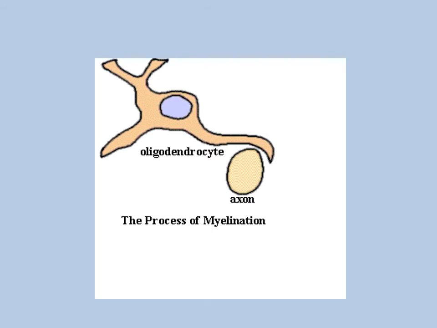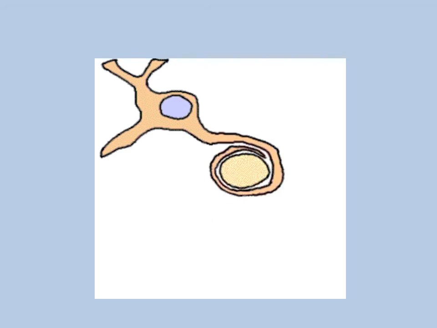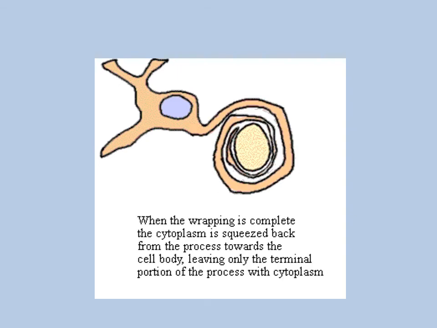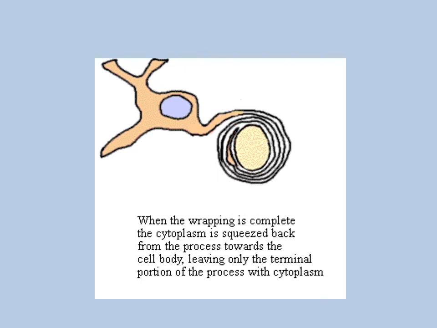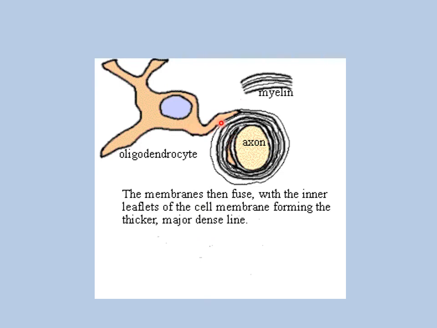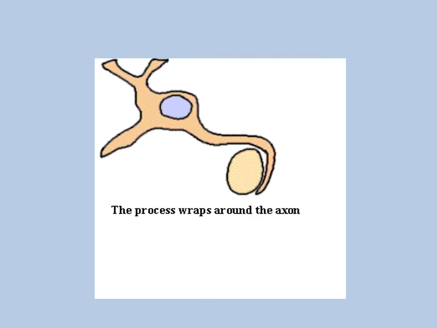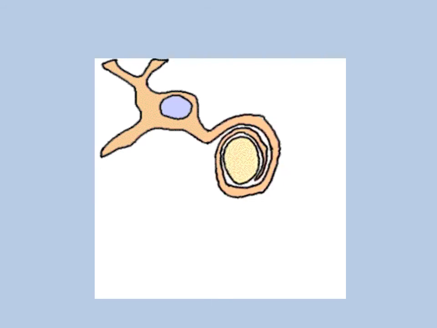Now this is the diagram showing the oligodendrocytes and the process of myelination of the central nerves by the oligodendrocytes. The oligodendrocytes have numerous processes. One process takes up one axon and wraps itself around the axon. Then, when the myelination is completed, it is detached from the process, and the cytoplasm is squeezed out.